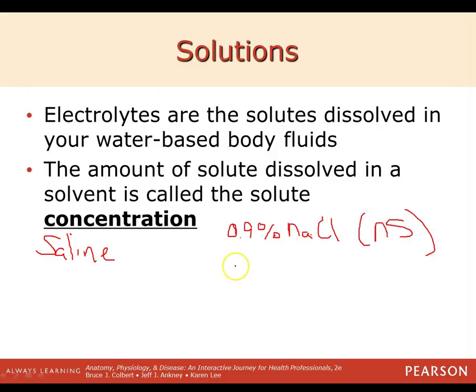We could also have a 3% sodium chloride solution. That's no longer normal saline. But there's more particles in 3% than 0.9%. So how much of those dissolved ingredients, depending upon how much of the liquid there is, is what gives us a concentration.